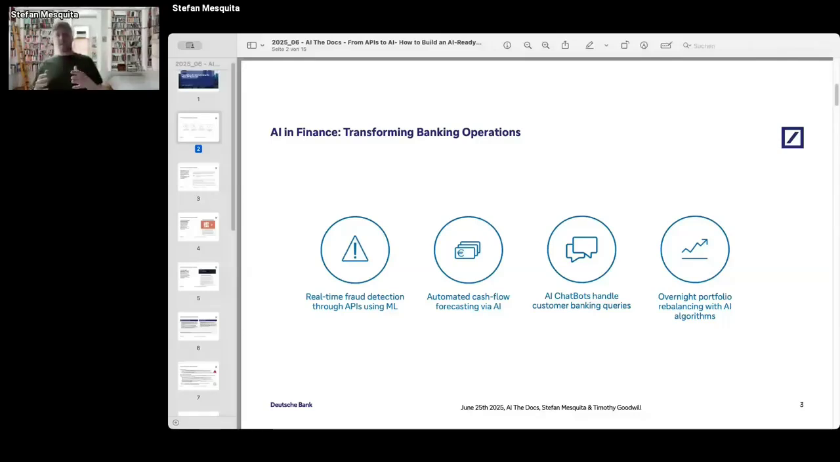The last example we have here is overnight portfolio rebalancing, more on the robo-advisor side of things, where AI will scan the client's portfolio on a regular basis, and based on the risk profile and what the portfolio looks like at the moment, the AI will make proposals on how the portfolio for that specific client should or could be changed to meet the risk profile.